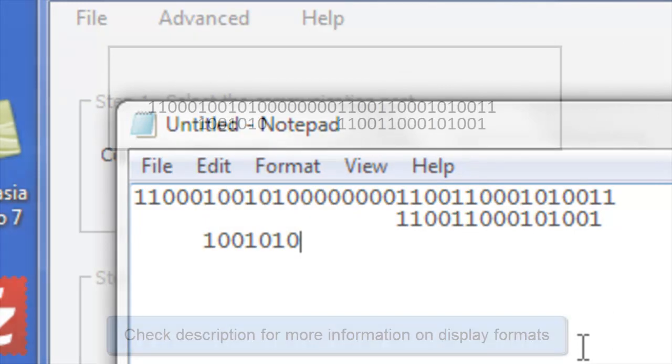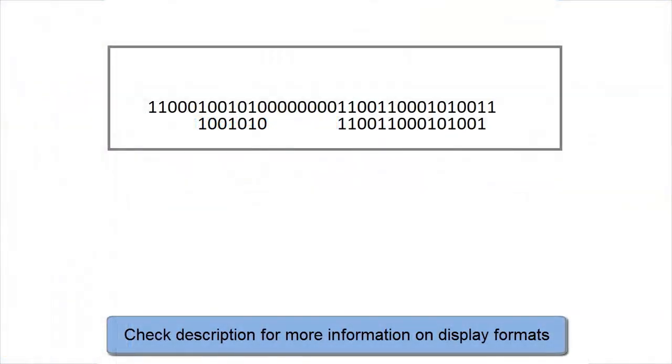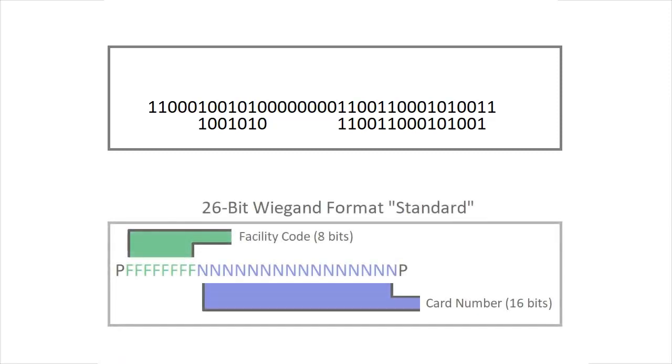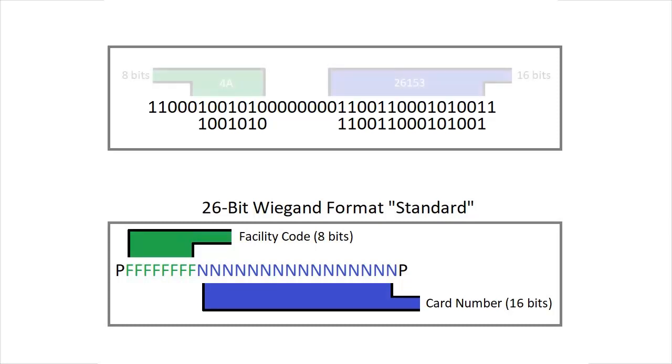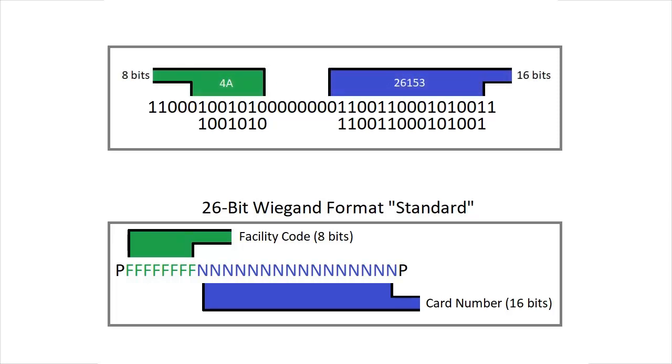Once we have this information, we have to find a way of displaying this. So let's look at some of the HID display formats. The one that most closely resembles the card information we have is the 26-bit Wiegand format standard. It has 8 bits for a site code and 16 bits for a card number. So let's overlay that with what we have. We see our site code on the left and our card number on the right.